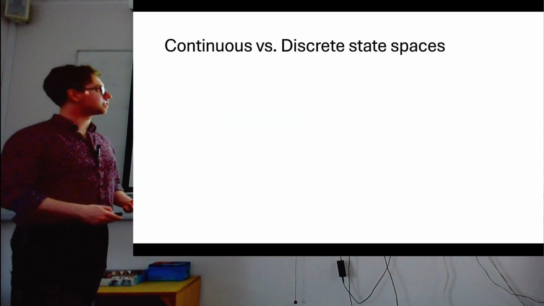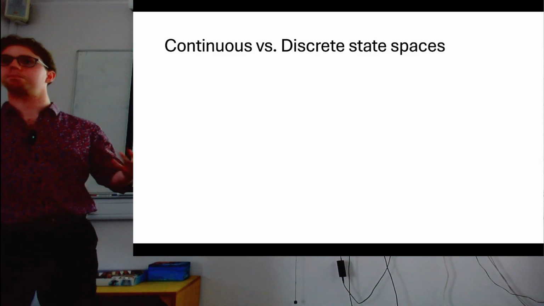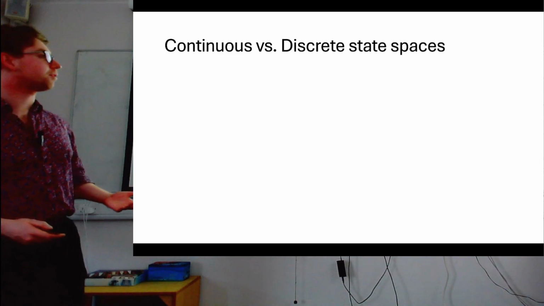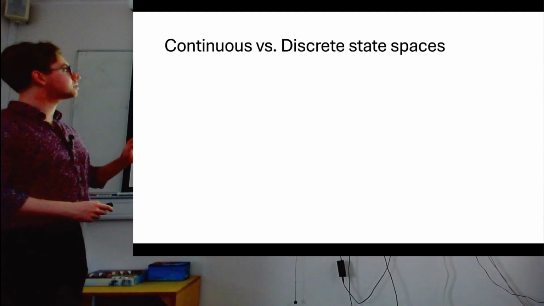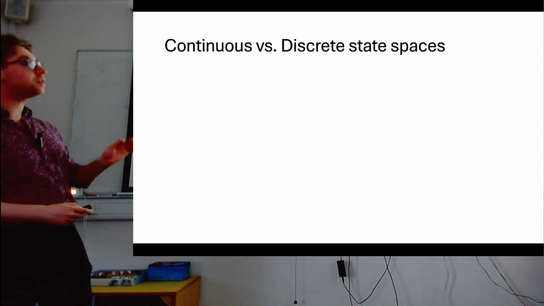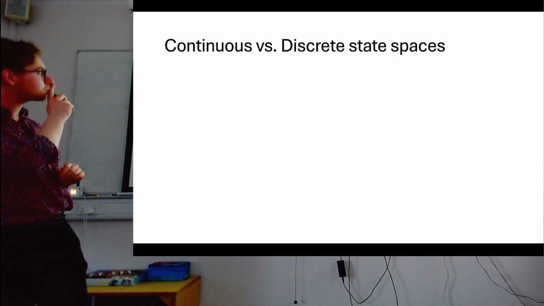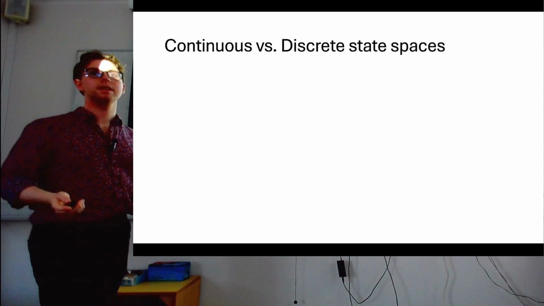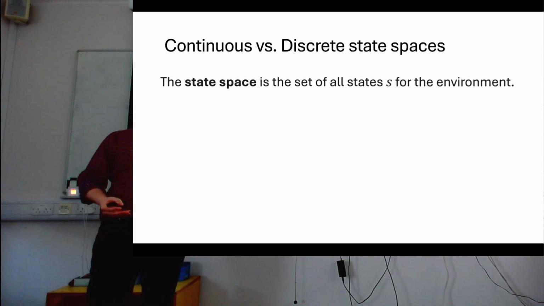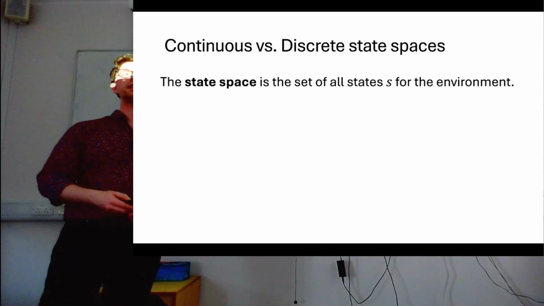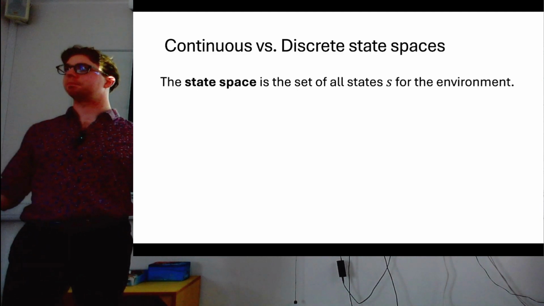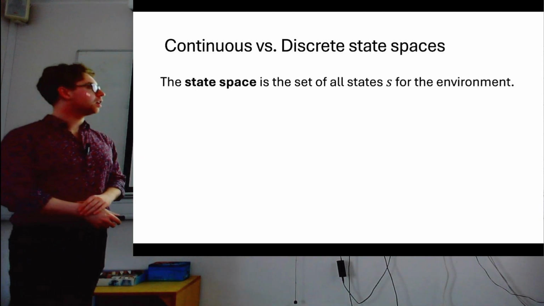So the next discussion is types of environments. We just covered types of policies, and we're going to see that environments look very similar. So the first distinction is between continuous and discrete state spaces. The state space is just the collection of all of the states for the environment. You could think of this for chess. The state space is all possible chess boards.